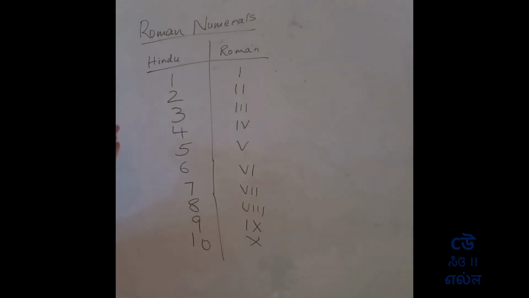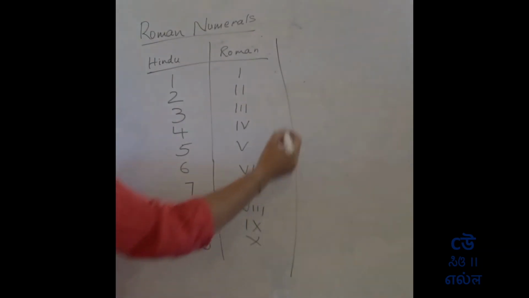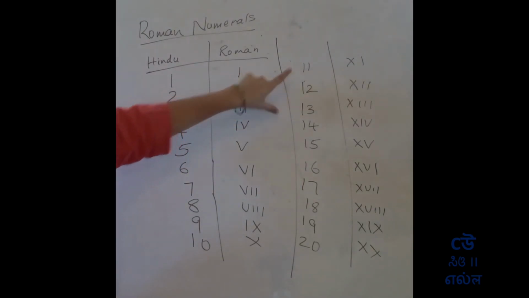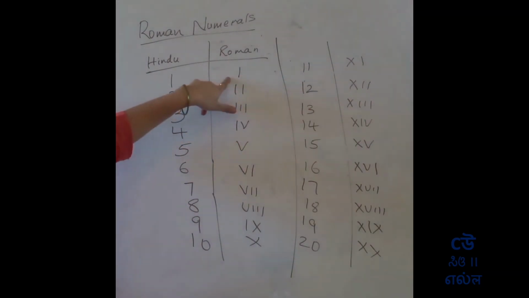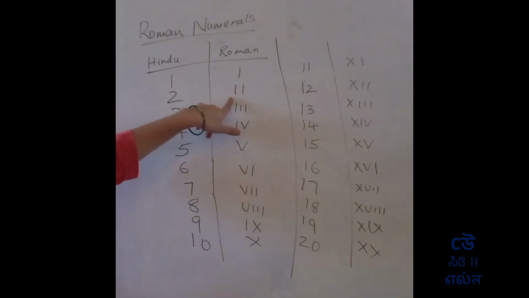Next, 11 to 20 also follows the same procedure. I'll just write here. Children, from 11 to 20, 11 you represent as 10 plus 1 is 11. So what is 10? X. X and I is 11, like that. 12 is X and 2 lines, like that.